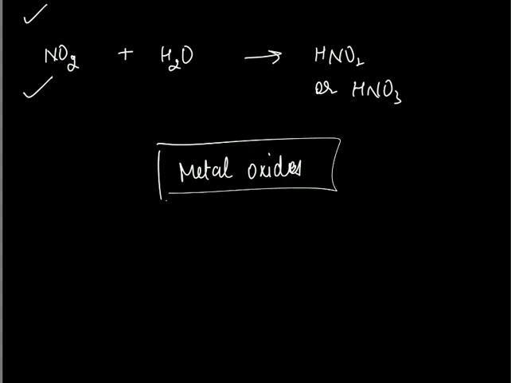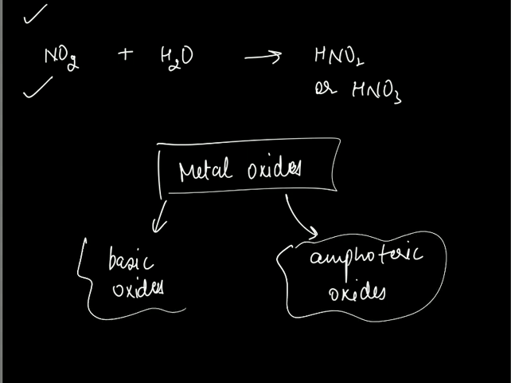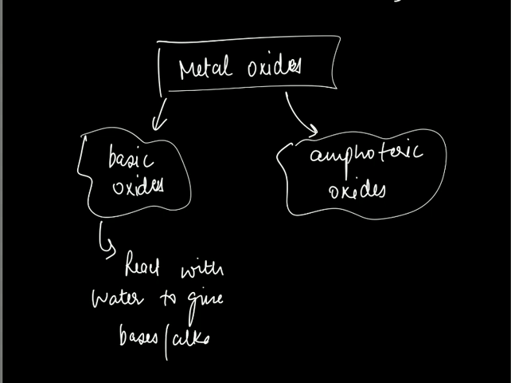Metal oxides are of two types. One is basic oxides, obviously when they are reacting with water to give you bases or alkalis, and another is amphoteric oxide. Amphoteric is a term very common in chemistry, meaning dual behavior, dual characteristics. So basic oxides react with water to give bases or alkalis.